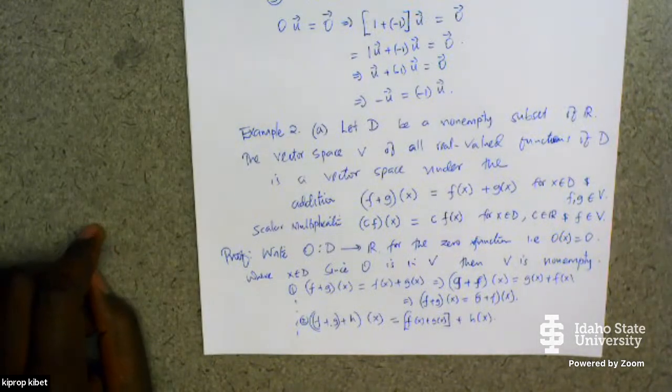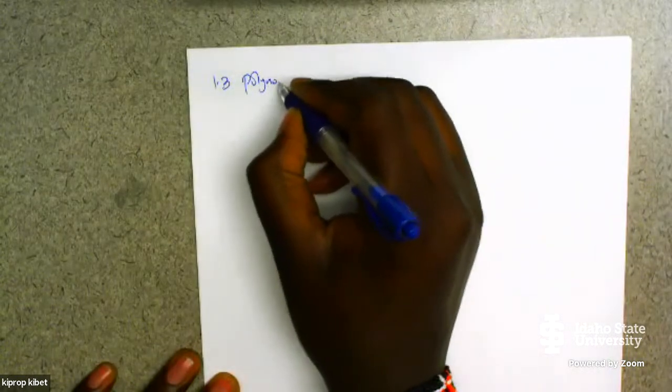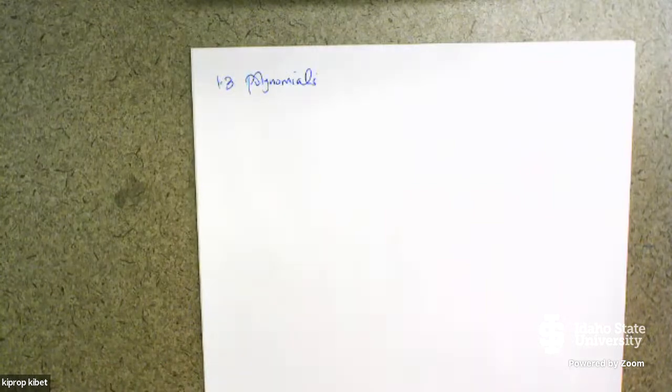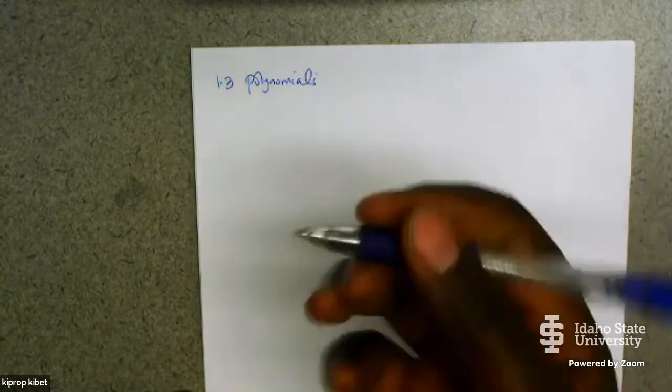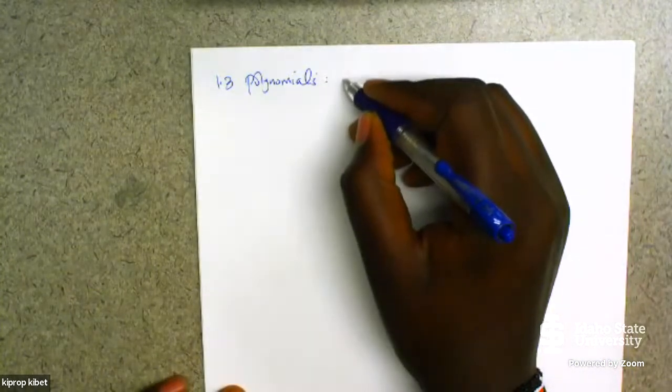So when we meet, we'll start from 1.3. This is basically the polynomials. We will introduce what a polynomial is. I think you still remember what a polynomial is. So let's just introduce, and then when we meet, we will continue.